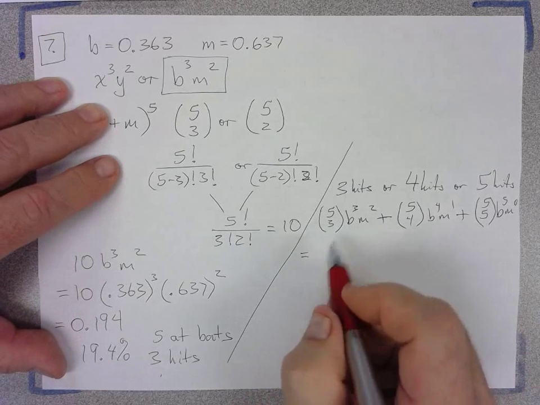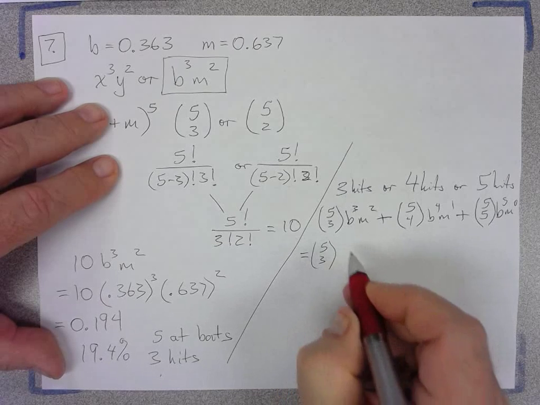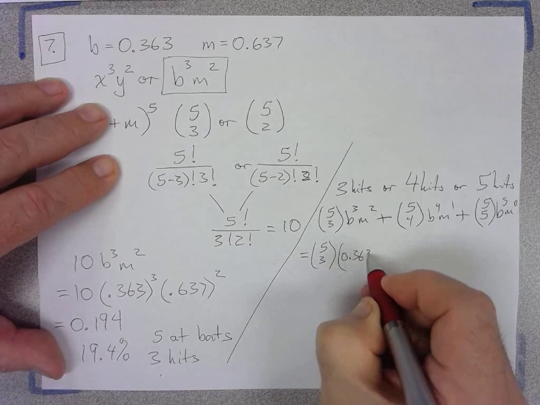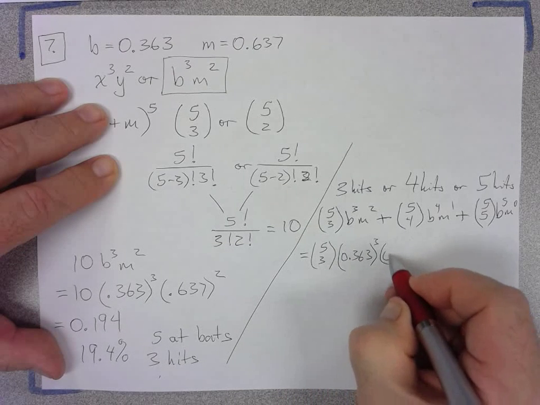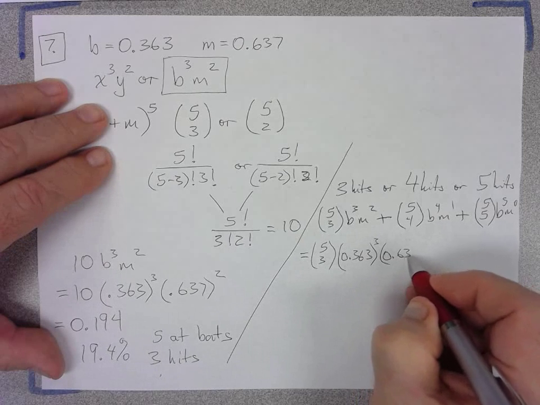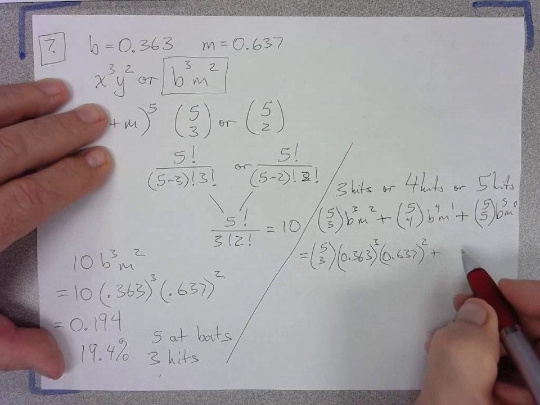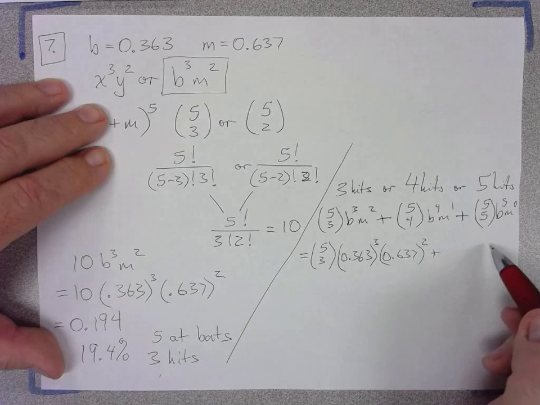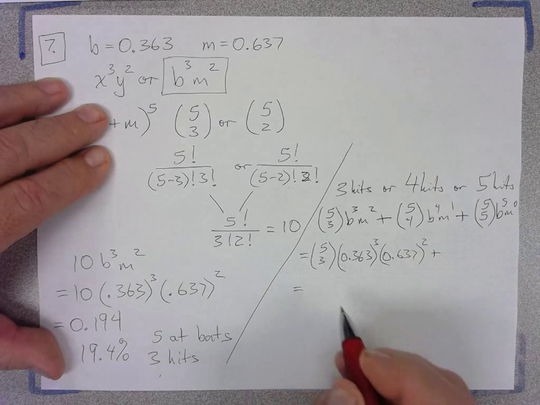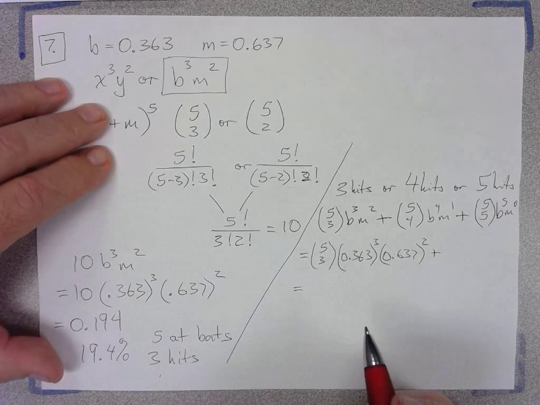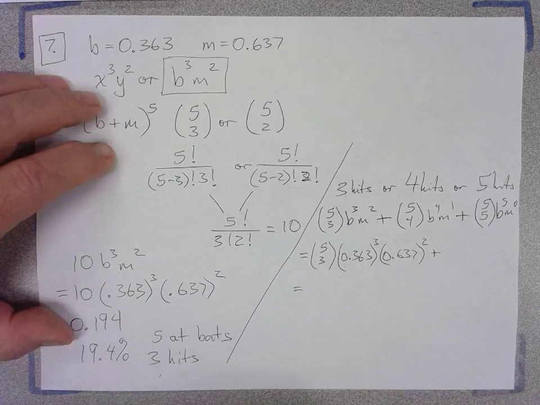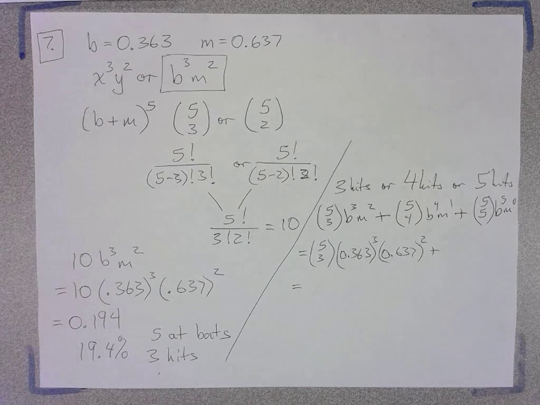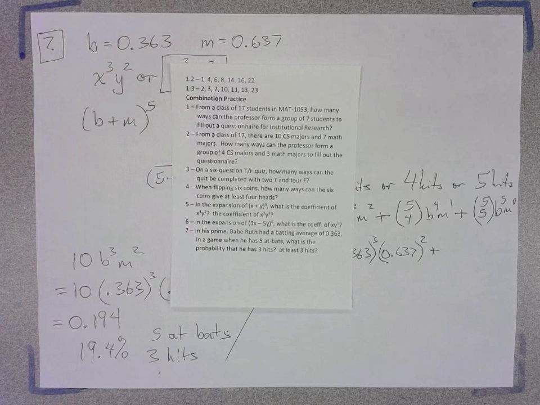Okay, so for B you put in 0.363, you cube it, we've already done this, times 0.637 squared, and then you're going to go 5 choose 4 times 0.363 to the fourth, times 0.637 to the first, plus 5 choose 5, and then you add all that up, and that'll give you the answer for at least 3 hits with 5 at-bats. Okay? Go ahead and figure that out. Maybe we'll get the answer when we're in class again. All right? So there you go. That is all of the solutions, minus a couple things I left for you to work on for this combinations practice.